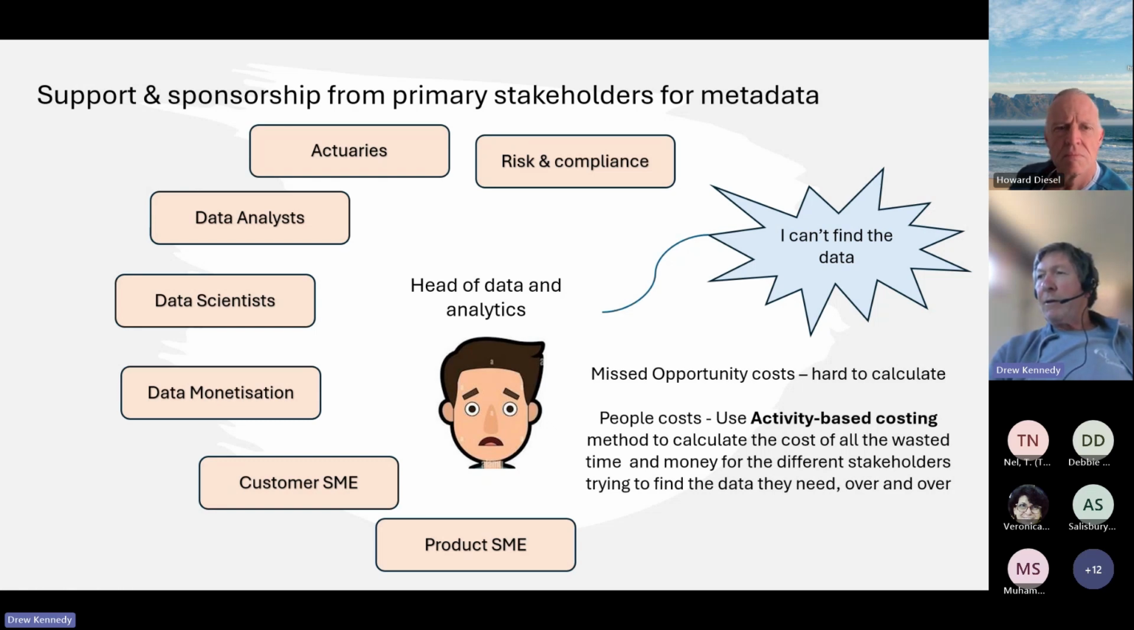The other area that you could use to drive out this business case is the people costs. We've all heard the stories about data engineers, data scientists spending 80% of their time trying to find the data and trying to manipulate it. Now, back when I was young, there was a costing methodology called activity-based costing. I don't know if any of you guys have heard of it or remember it.